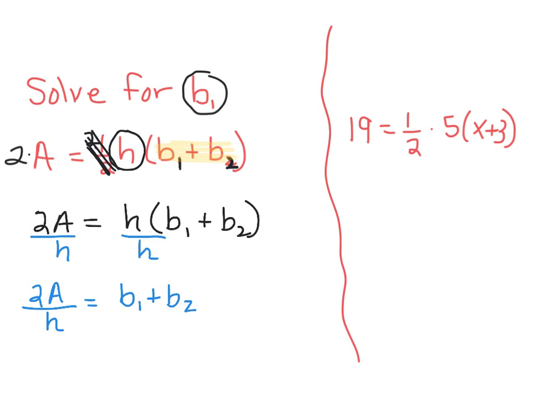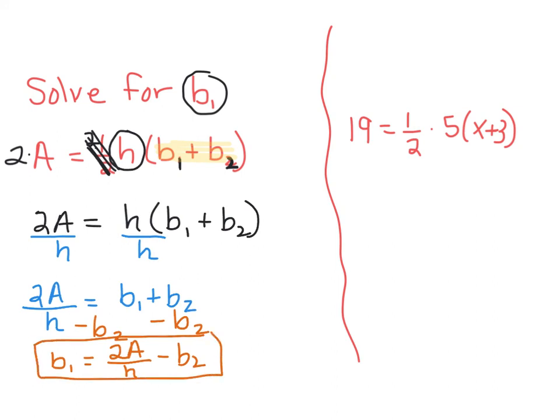And now I'm winding down. I want to isolate that b1, and the way I'm going to do that is by subtracting out the b2. And again, this is an ugly answer. b1 is equal to a big giant thing here, 2A divided by h minus b2. That's my answer. Again, these are kind of ugly, but they take some practice, but we can get used to them.